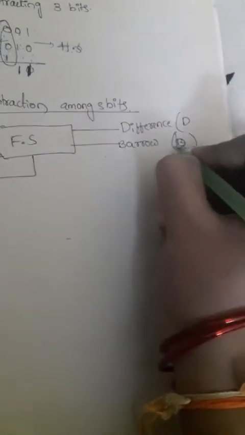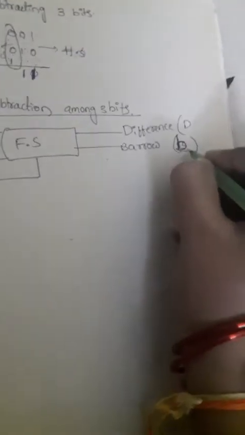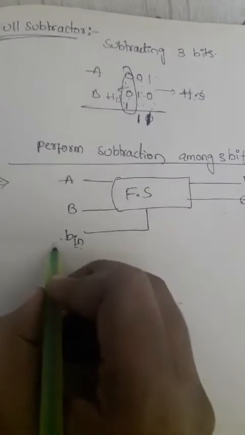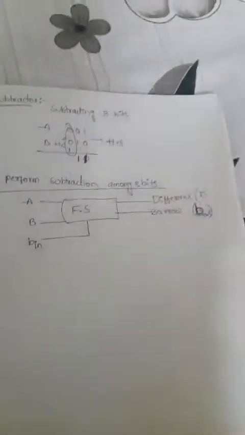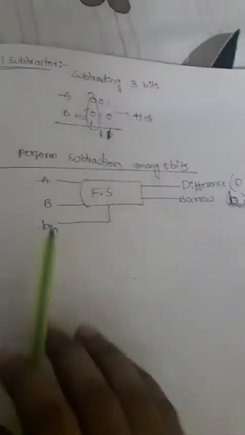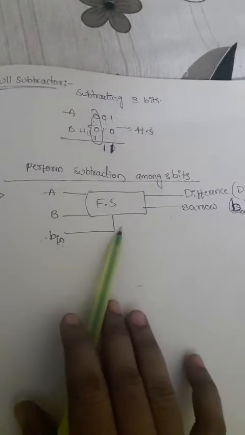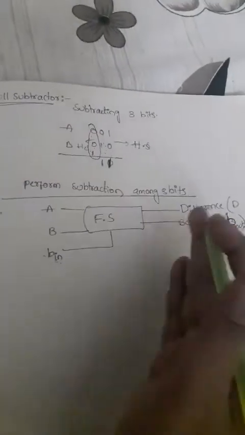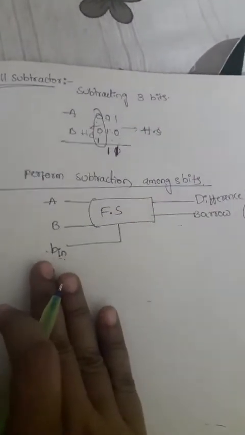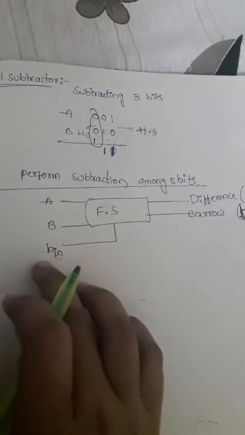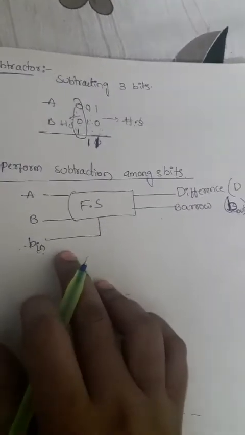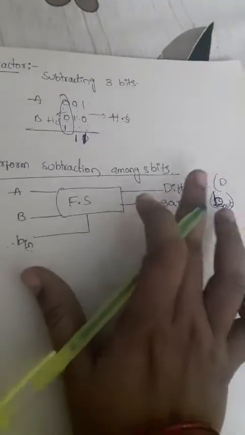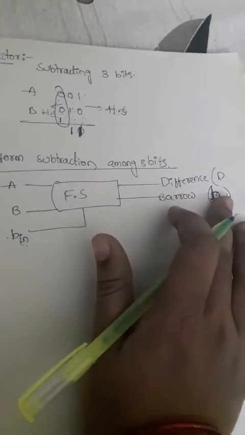You can choose small b, no problem. This small b with the output, this small b with the input. So this is input b and this is output b, that means output borrow and input borrow. Okay, so this is the block diagram of the full subtractor. So what is the next step? It consists of totally 3 inputs, labeled as A, B and B in, and 2 outputs, difference and borrow. Borrow we can consider as B out.